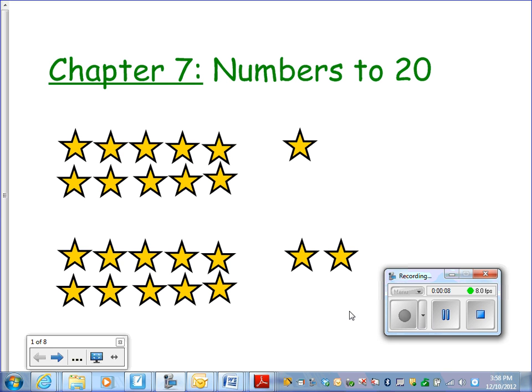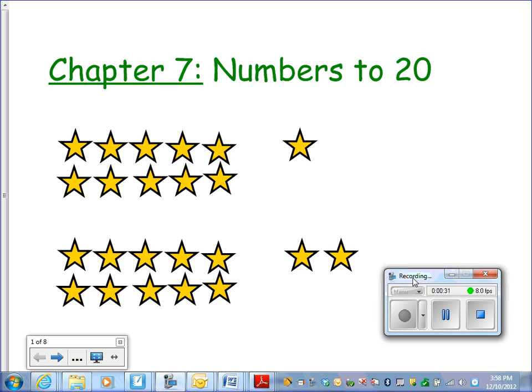Chapter 7 was an introduction to numbers to 20, learning about teen numbers. Chapter 8 taught us different ways to add up to numbers to 20. So in Chapter 7, we learned how to talk about numbers by using the important value of 10. So as you can see in the picture, we've learned to group objects by 10.